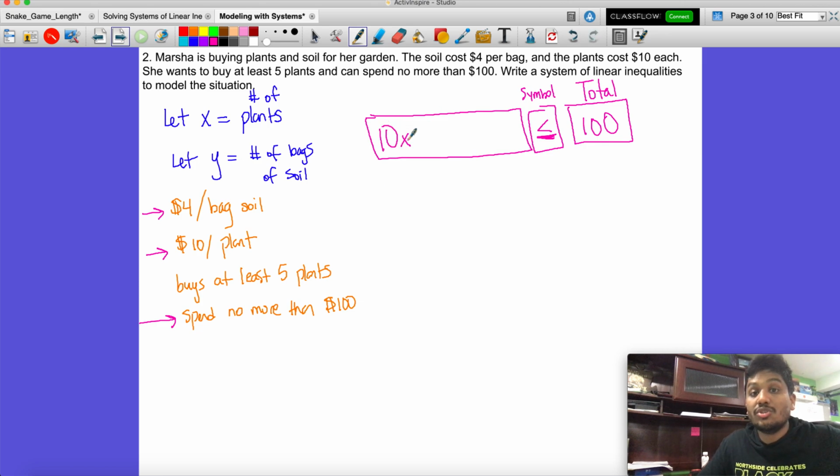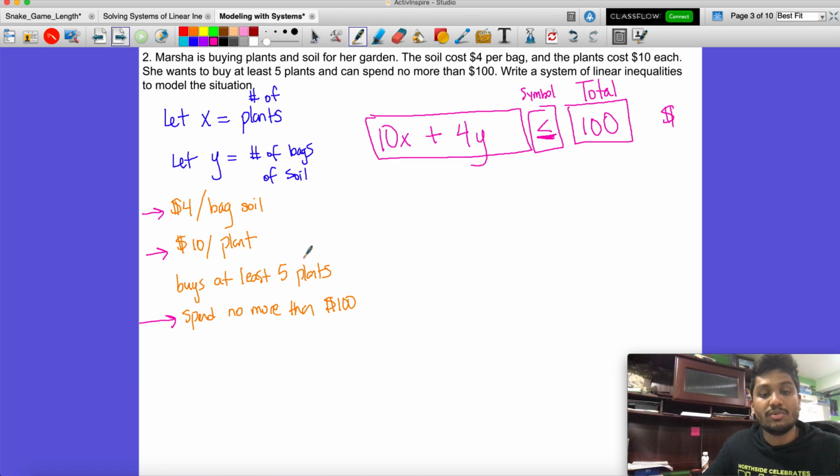So if X is 2, that means she bought 2 plants, she spent $20. Plus 4 bags of soil, that's 4Y. So if Y was 3, that means she bought 3 bags of soil. 3 times 4 is $12 that she spent. So this will tell you the total amount of money that she spent buying these specific types of plants and soils. So this is all about money.